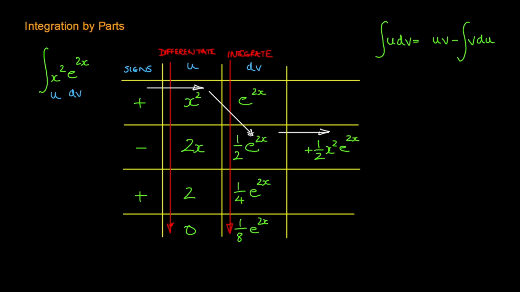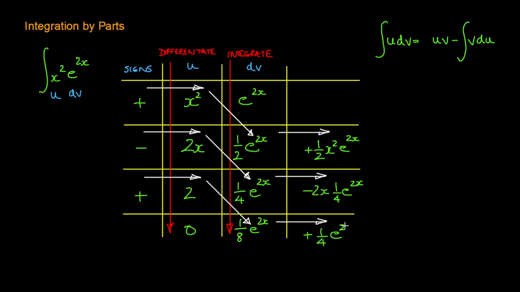Well, our next result is formed by exactly the same arrow route, but a line down. What do we get from this multiplication? So it's negative 2x multiplied by a quarter e to the 2x. So that will be the second term in our answer. Well, we need to do it again. So another series of arrows. So what do we get here? We get plus 2 times an eighth, which is a quarter, e to the 2x.